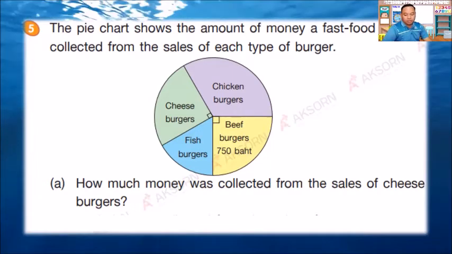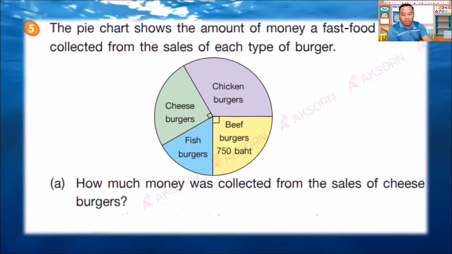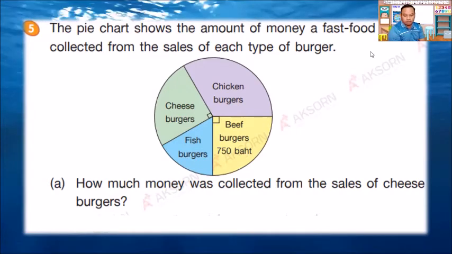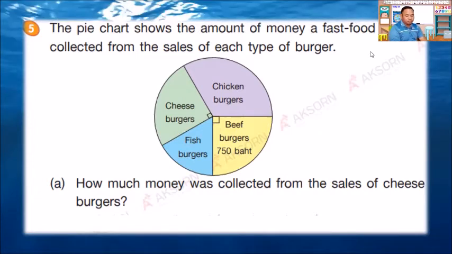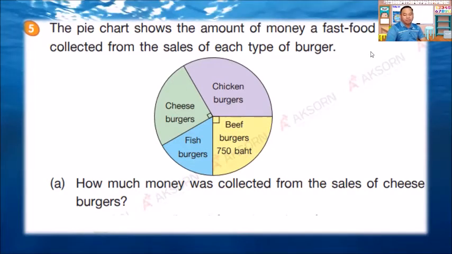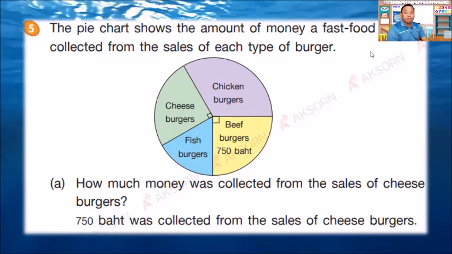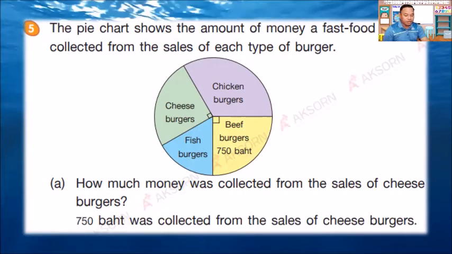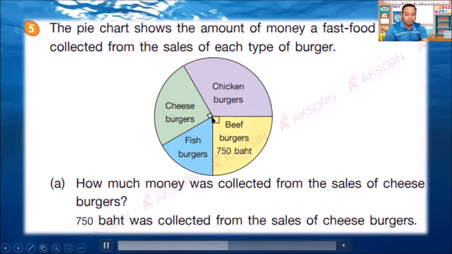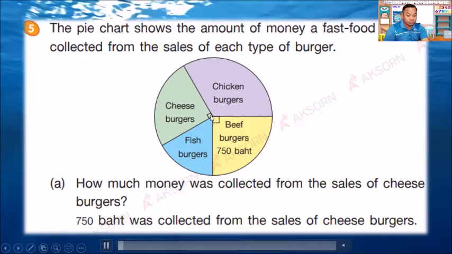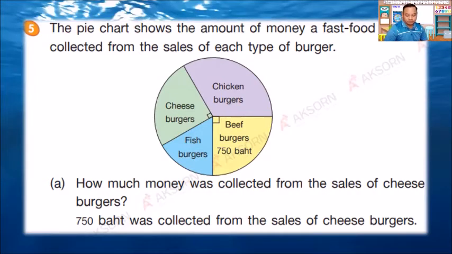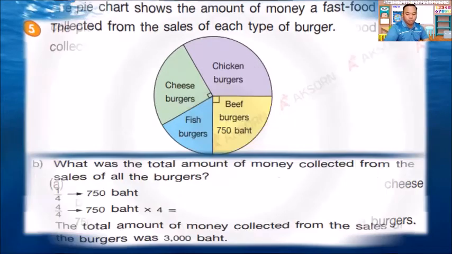Question letter A. How much money was collected from the sales of cheeseburgers? Can you guess how much? The answer is, of course, the same as beef burgers, 750 baht. Why? Because as you can see there, it is the same amount. This one means 90 degrees. So beef and cheese are the same.